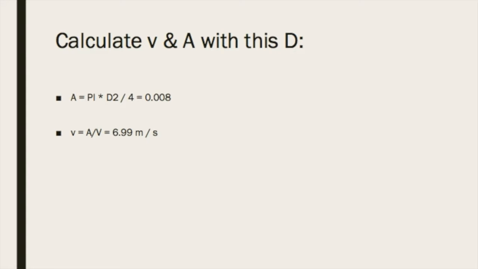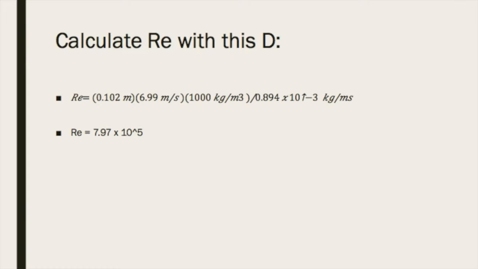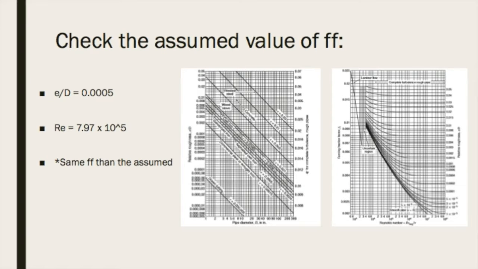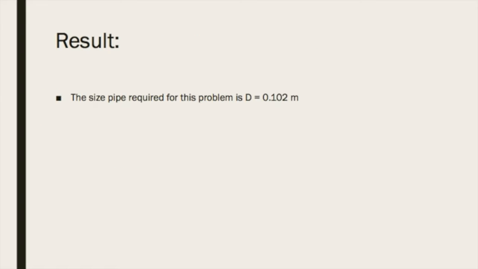With this diameter, we calculate the area and velocity in order to calculate the Reynolds number. Then, with this Reynolds number, we use the graph to check the assumed value of the friction factor, and we observe it is the same as the assumed value. Therefore, the pipe size required for this problem is 0.102 meters.